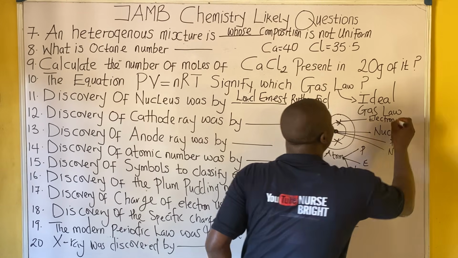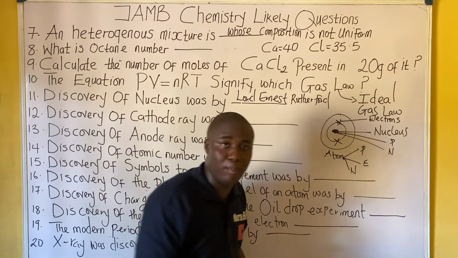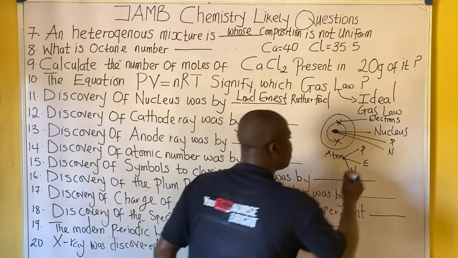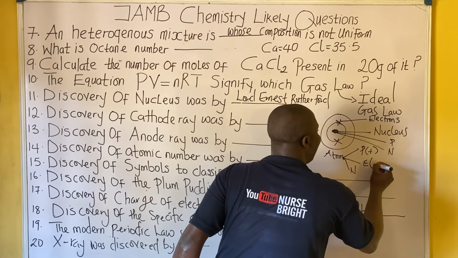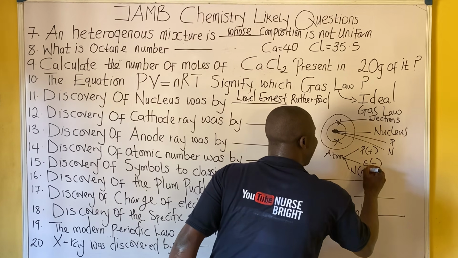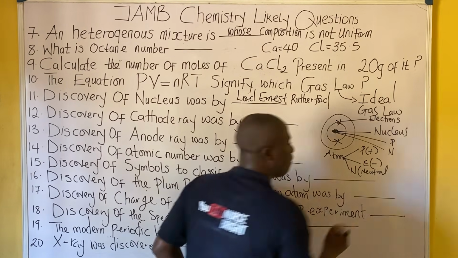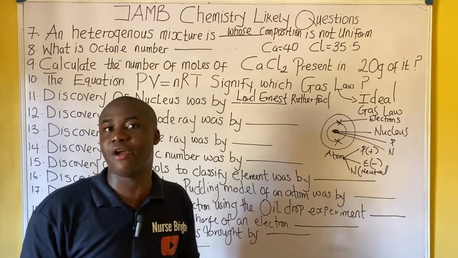Are you there? And all of these subatomic particles have charges. Protons, generally, are positively charged. Electrons are negatively charged. And neutrons are neutral. I believe you are following me. All these are very simple.